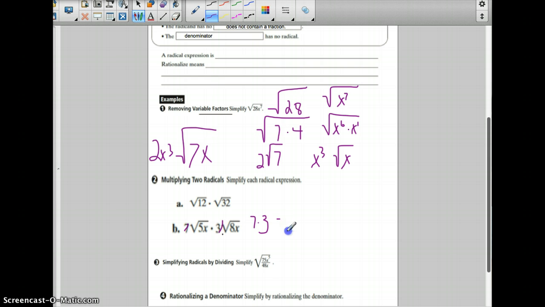Now what's going inside the radical, I'm going to bring the 5x and the 8x and bring those inside the radical. So I've got 5 times 8. They're all under one radical. And then x times x, which is x squared.